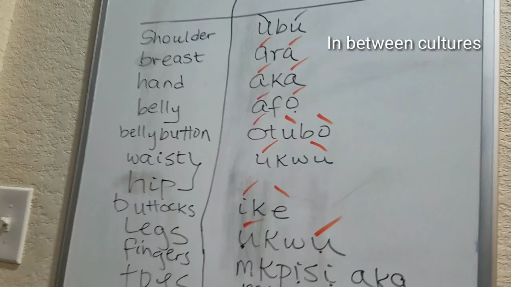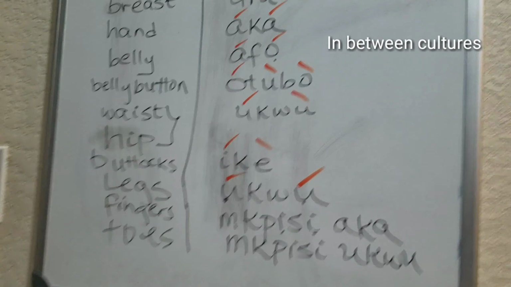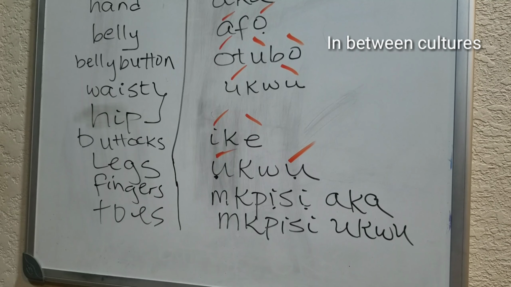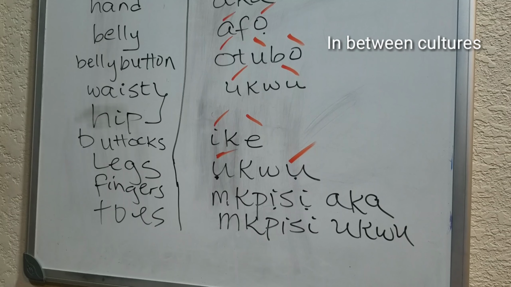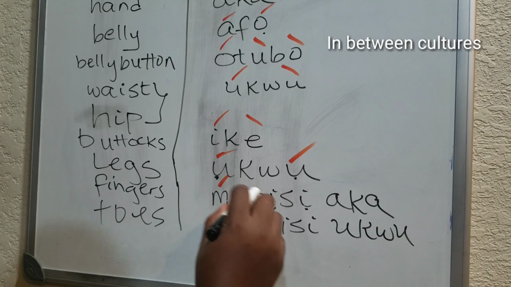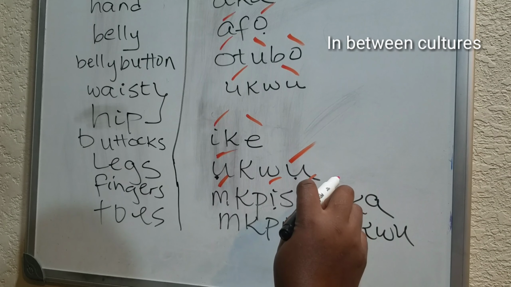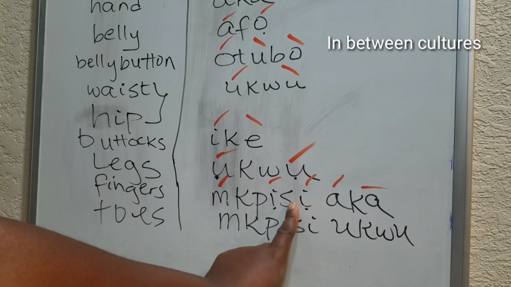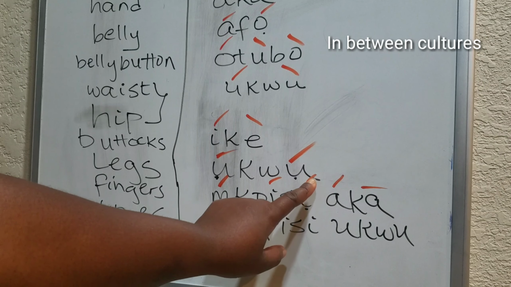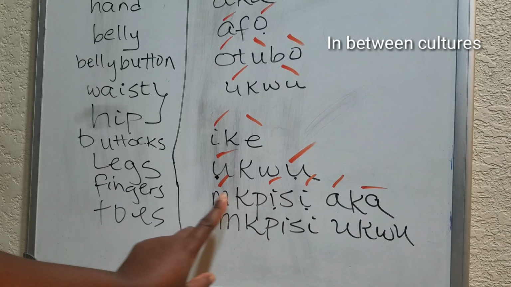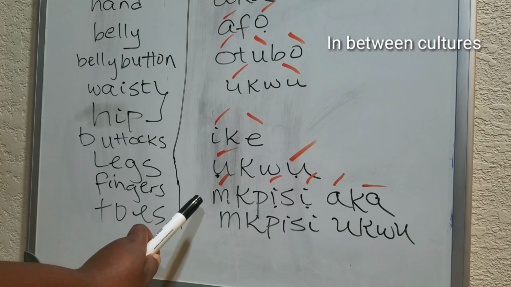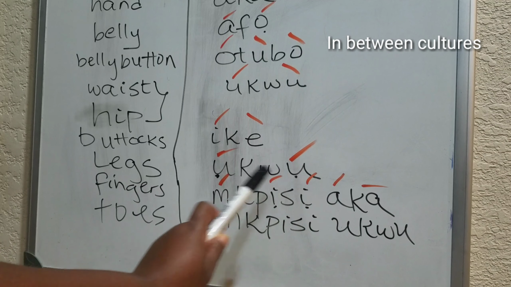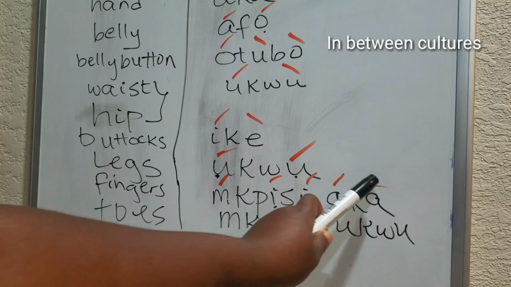Fingers. Mpisiaka. High high high mid. So if you look again, these two vowels got combined because they have the same sound. And then we have fingers, mpisi aka, high high high high mid. But when you combine the both, it will be high high high mid.